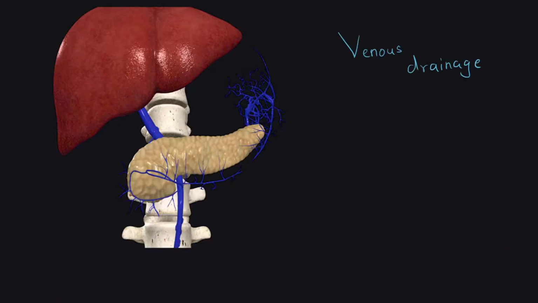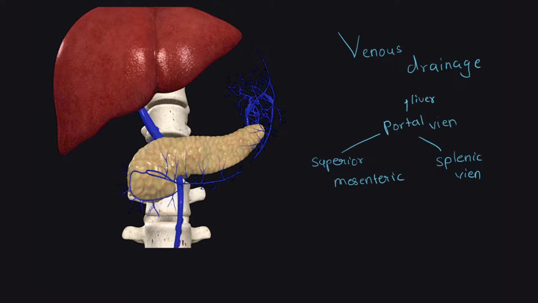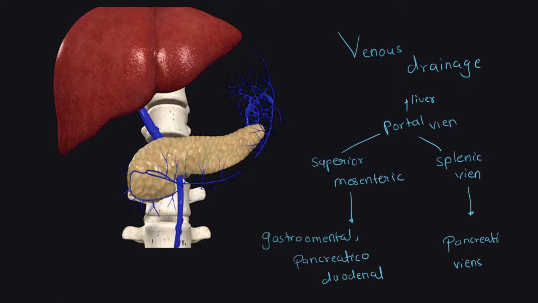The venous supply, or the venous drainage, of the pancreas. The venous drainage is mostly done by two major veins, namely the superior mesenteric and the splenic vein. The superior mesenteric and the splenic vein converge onto a common point behind the pancreas and join into the portal vein, which goes into the liver. The superior mesenteric has branches, the gastroomental and pancreaticoduodenal veins, that drain into it. And then we have the splenic vein, which has pancreatic veins that drain into it.